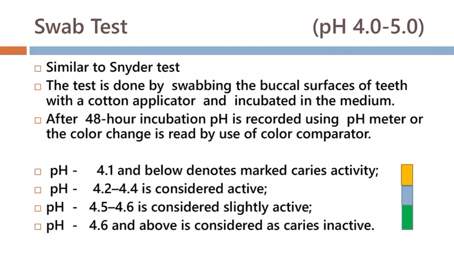Moving on to the swab test. The swab test is similar to the Snyder test. The test is done by swabbing the buccal surface of the teeth with a cotton applicator and incubating it in the medium. After 48-hour incubation, pH is recorded using a pH meter or the color change is read using a color comparator. A pH of 4.1 and below denotes marked caries activity. 4.2 to 4.4 is considered active. 4.5 to 4.6 is considered slightly active. Above 4.6, very near to 5 and above, is considered caries inactive.